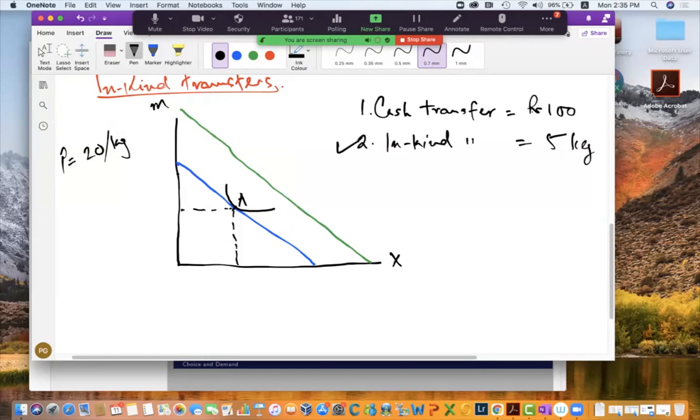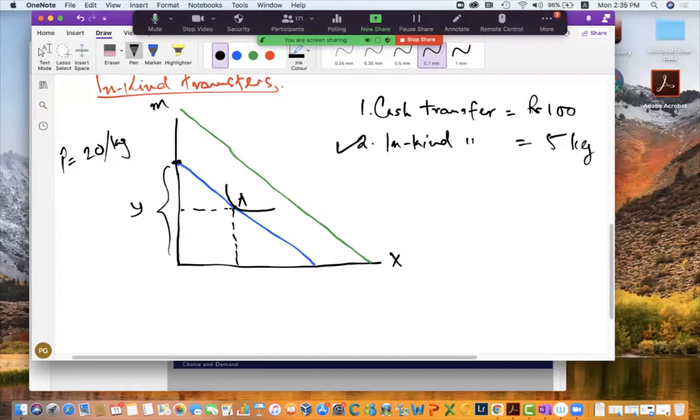Parallel to the x-axis. Will be kinked. So without any kind of assistance, either cash or in kind, if the household didn't buy any food, they would be able to spend this amount. So this is basically their income, right?